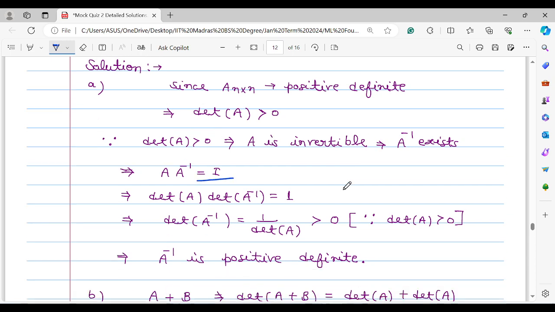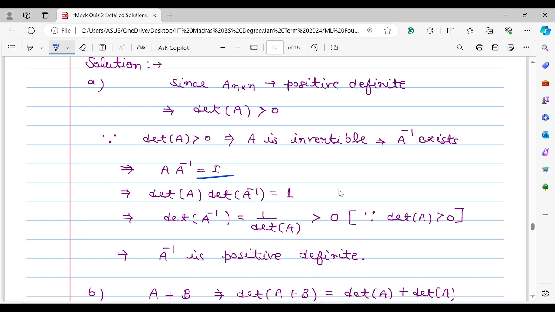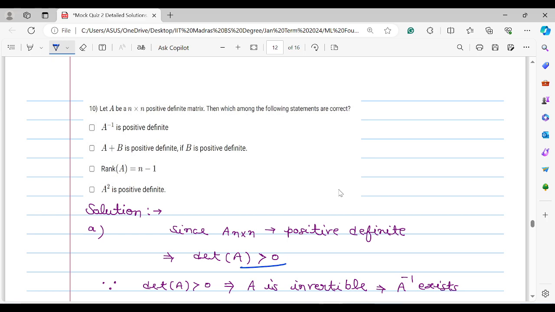So taking the determinant on both sides of this equation, the determinant of A inverse is equal to 1 upon determinant of A. Because the determinant of A is greater than 0, this is also greater than 0. So this implies that A inverse is positive definite. This is a very simple question, but I have written down the reasoning behind it.